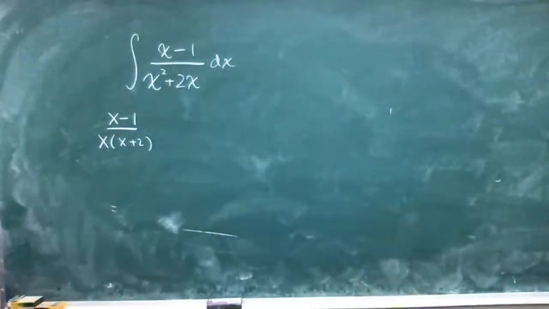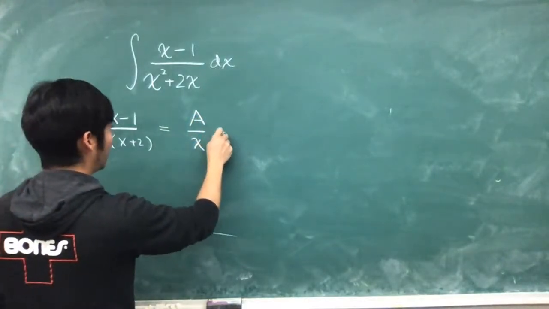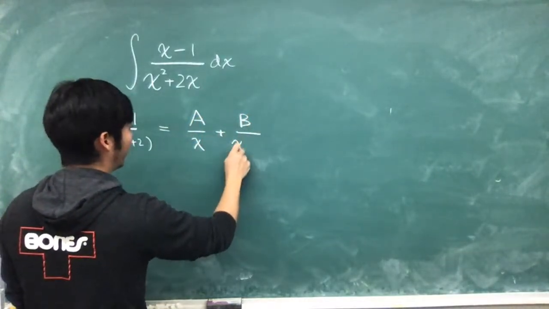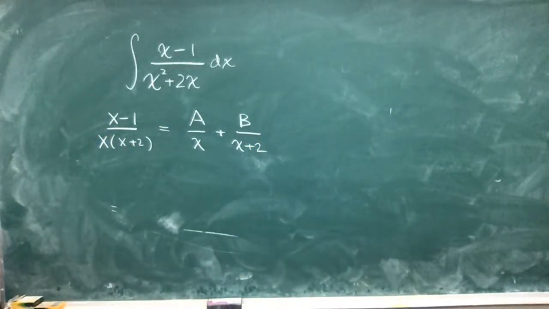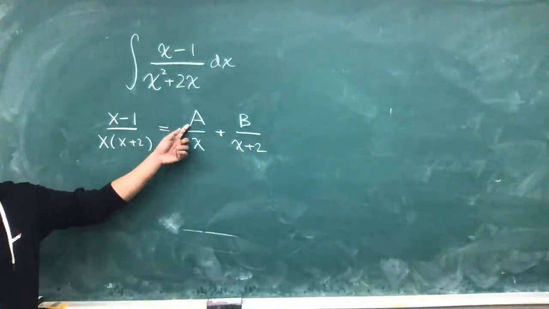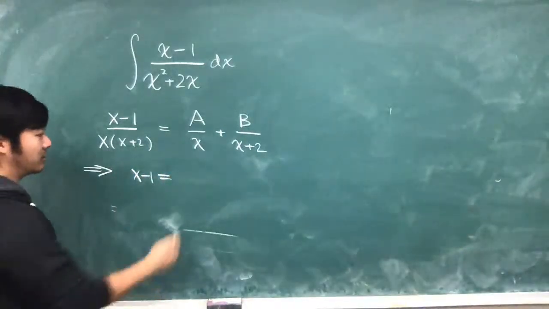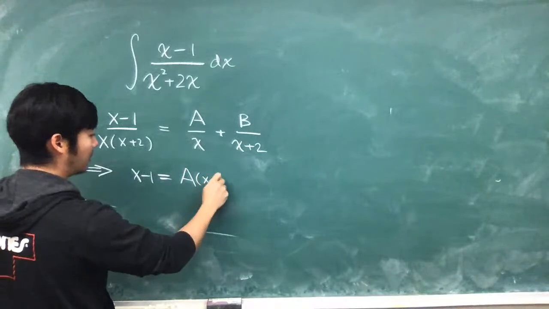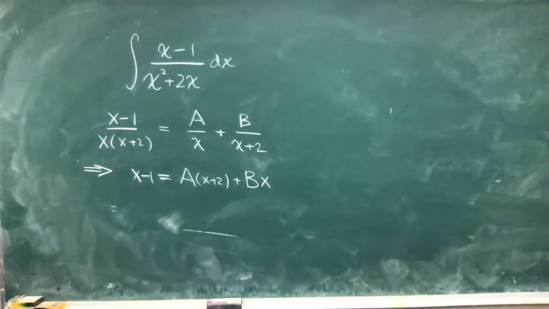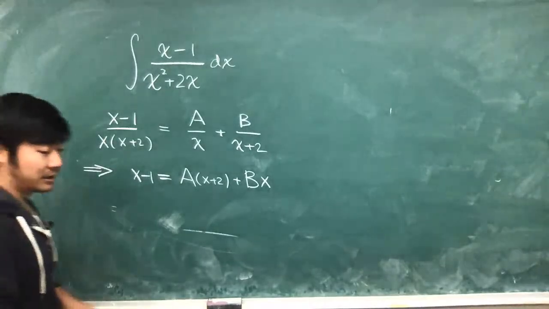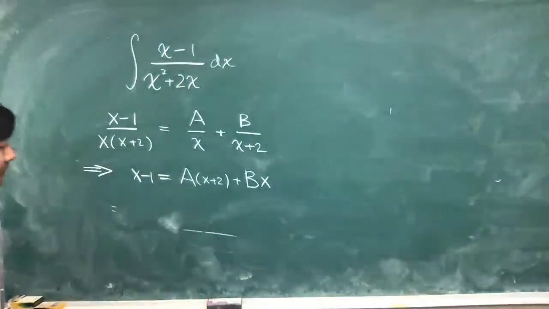Now these are two linear terms, so this fraction will split into a over x and b over x plus 2. To figure out these coefficients, just multiply these to this side. So this will be x minus 1 is equal to a times x plus 2 plus b times x. And then we just plug in some numbers, usually the roots, for linear factors.